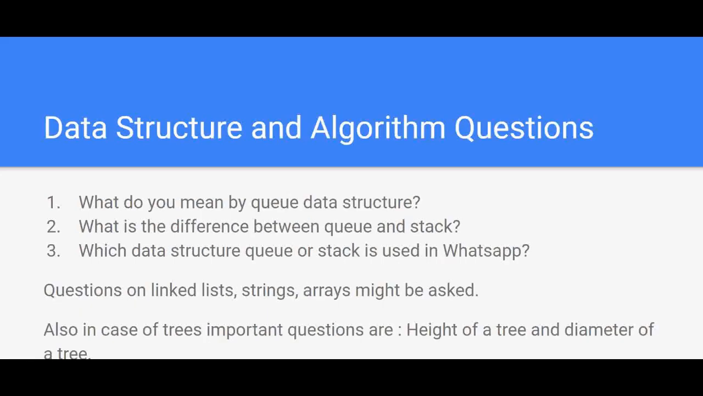Now moving on to the questions that can be asked on data structures and algorithms. In a series of questions, it might start with a basic question like what do you mean by queue data structure, and then after you define it correctly, you can be asked what is the difference between queue and stack data structures, and if the difference was clear enough, then an application based question like which data structure, queue or stack, is used in WhatsApp, as the latest messages are shown in the front.